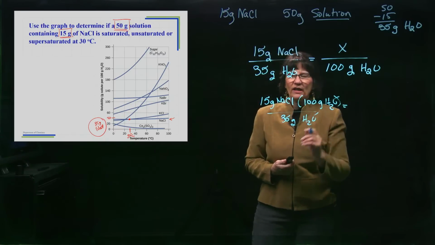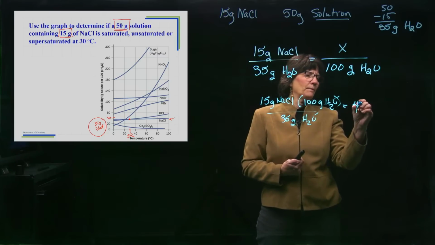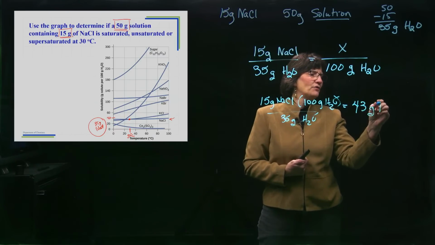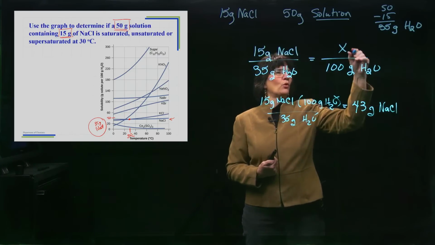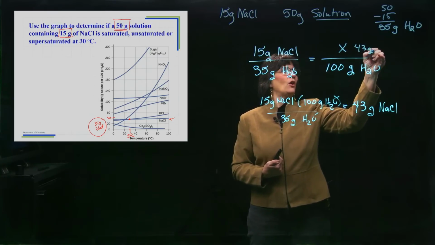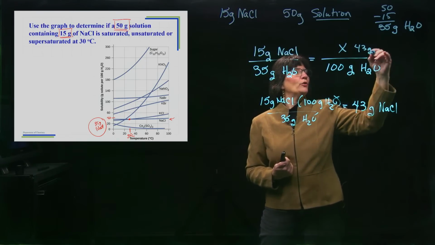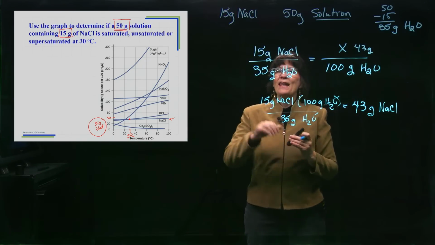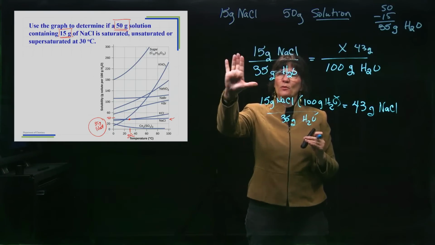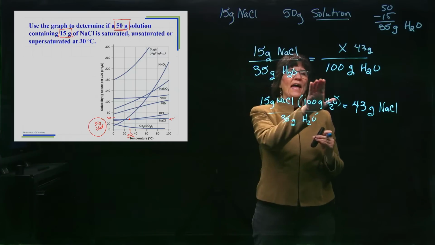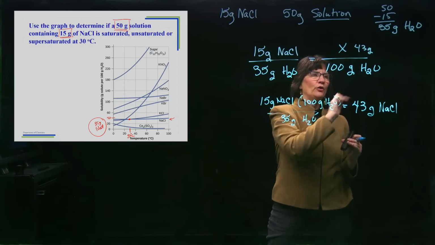And that is going to give me a value of 43 grams of sodium chloride. So 43 grams of sodium chloride would be dissolved in 100 grams of water, at least that is the equivalent statement. This is what we really have: 15 grams of sodium chloride and 35 grams of water. An equivalent comparison would be 43 grams in 100 grams of water.